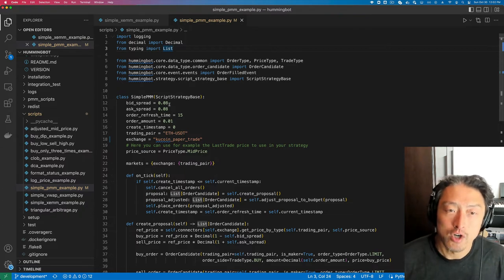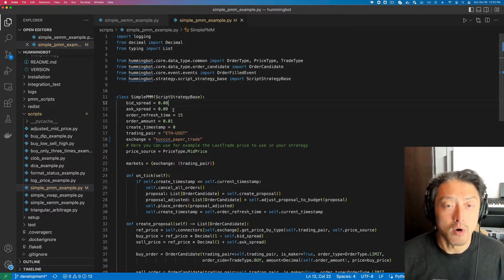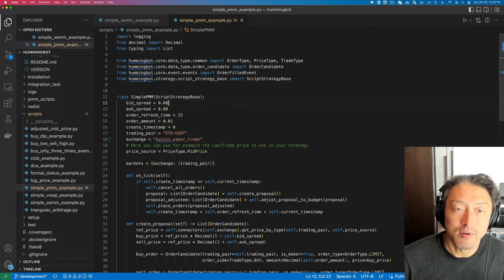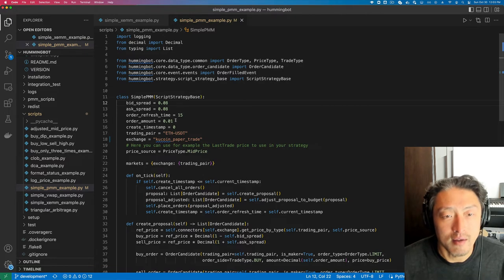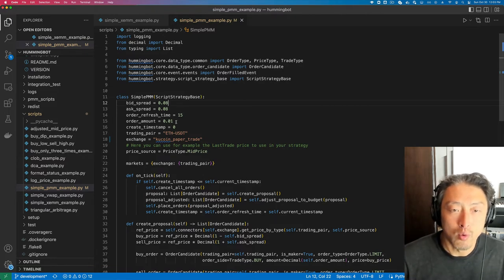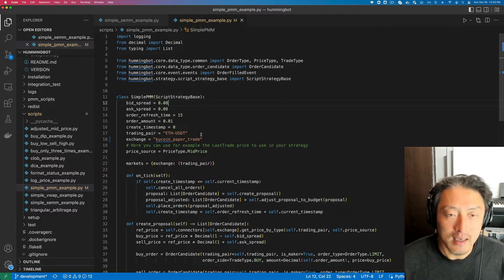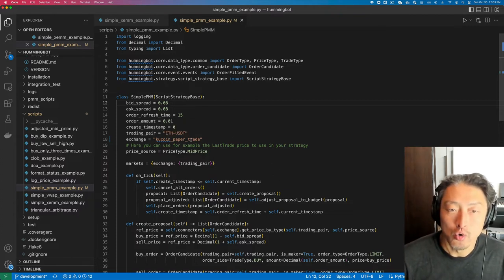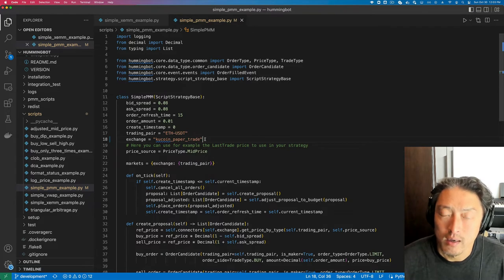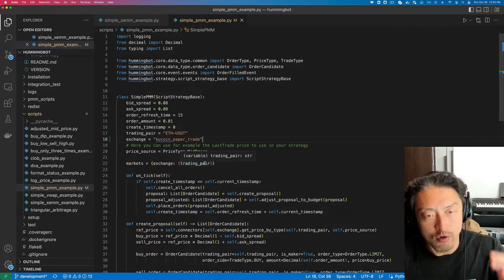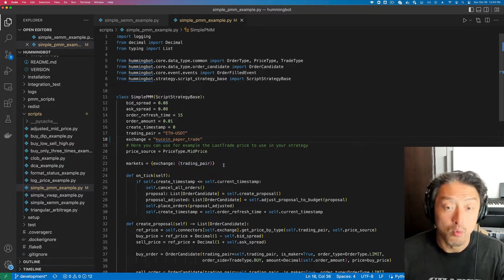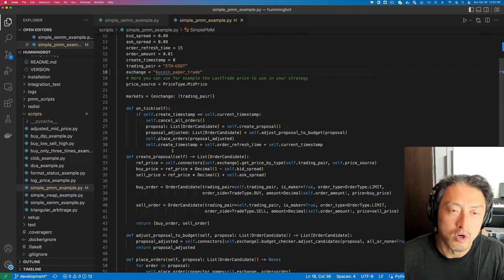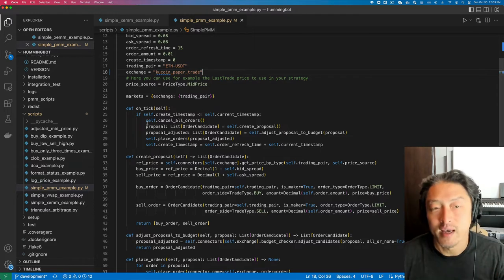So here are the actual parameters for the script that I'm running. Here it's setting 8% bid and ask spreads. It's going to refresh orders every 15 seconds. The order amount is 0.1 ETH, and it's trading the ETH USDT market in the KuCoin paper trade market. From this script, you can see exactly how it works, how the logic works every tick or every second.